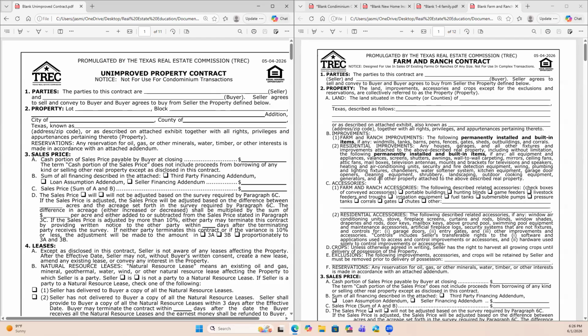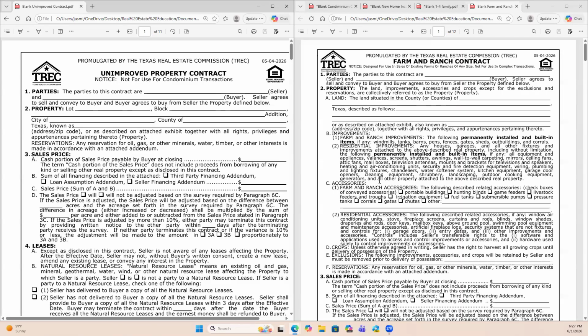Unimproved property means it is unimproved. There's no farm equipment. There's no ag exemption. There's no cow. There's no horse. There's no beehive. There's no hay. There's no land lease. There's no timber. There's no crops. There's no red barnyard. It is literally just trees and land and grass. That can go on for 1 acre. It can go on for 2,000 acres. If the current use is literally just property, that is going to be your unimproved property contract.